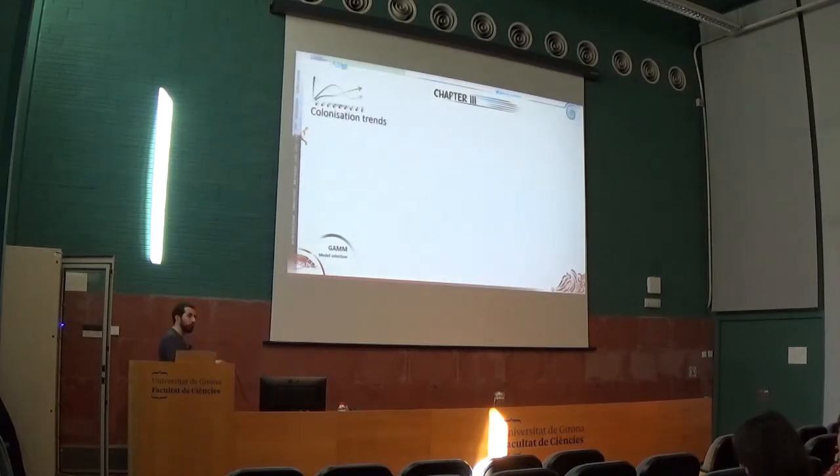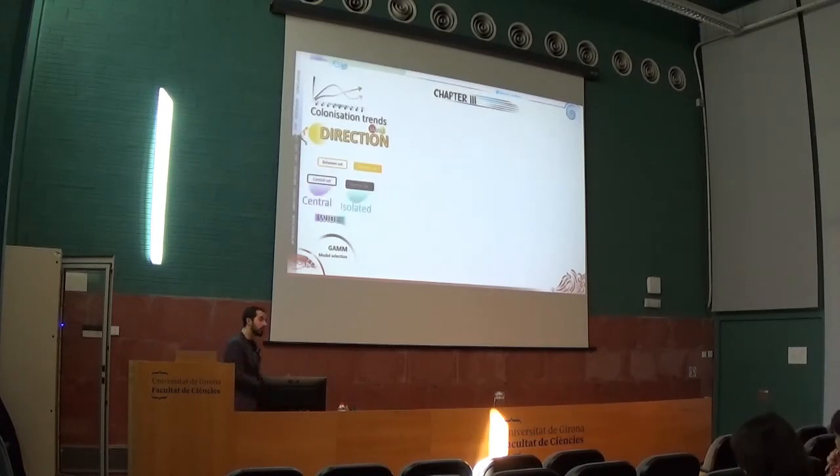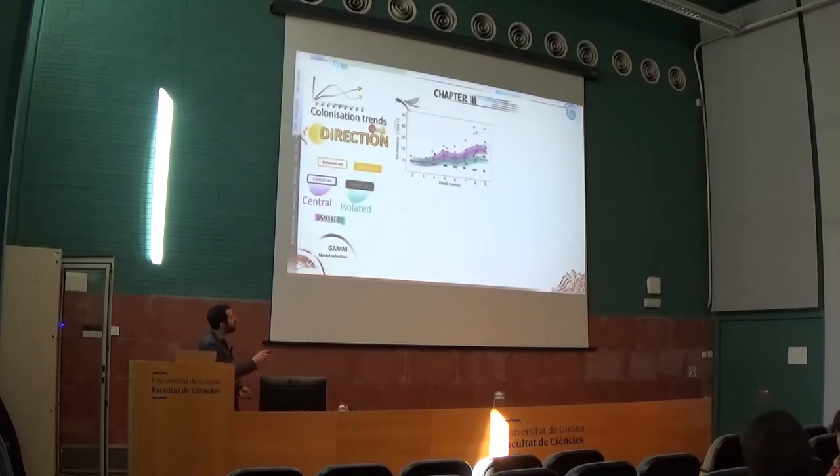So going now to the results, in relation to the colonization trends, and only accounting for direction, so comparing the between set and the control set of the two locations, we saw that for weak active dispersers, the change in abundance across time was only mediated by being central or being isolated. In this case, central sites presented greater abundances than isolated ones.